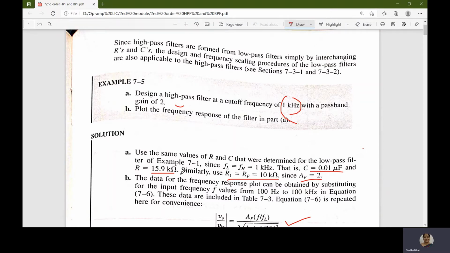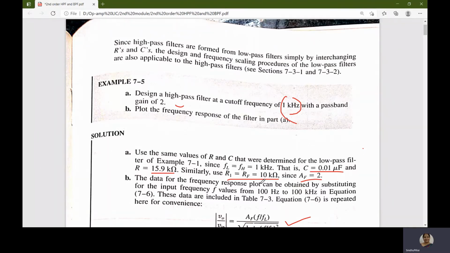And since the gain AF is 2, just take the values of the feedback resistors R1 and RF as 10 kilo ohm to get the gain as 2. So this is how to design a high pass filter.